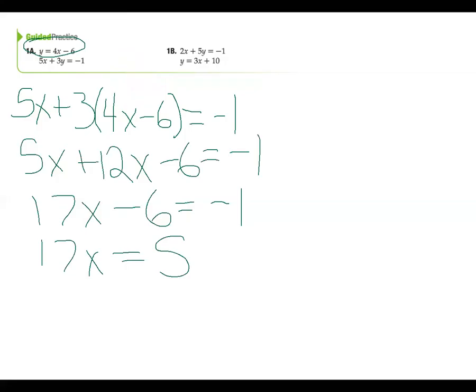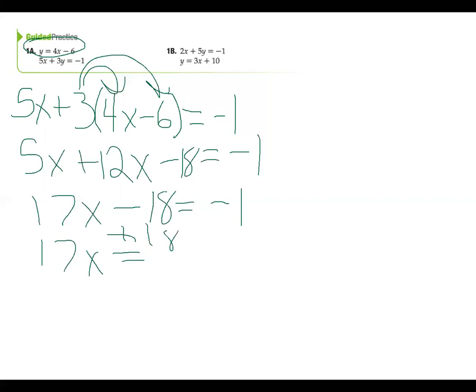Here's what I did. When I distributed the 3, you get 12x. When I distribute the 3 here, I should have got minus 18. Okay? So then you add 18 to both sides. I'm sorry about that. And you would get 17x equals 17. So divide by 17. And you get x equals 1.